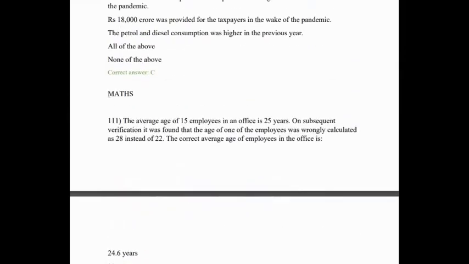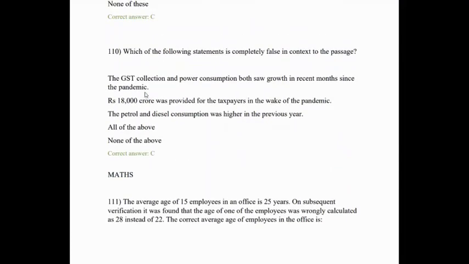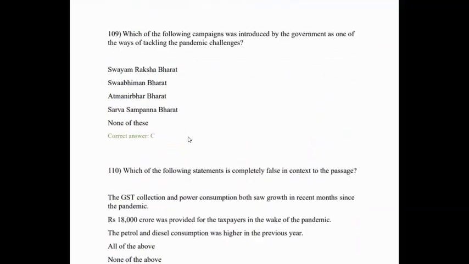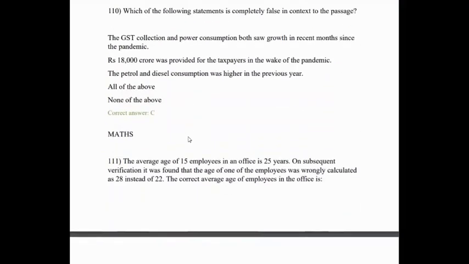Now the mathematics part is started. So till 110 we have the English part. From 1 to 45 we had reasoning, 46 to 85 we had GA, that is general awareness, and from 86 to 110, so how many questions? 25 questions were from English.